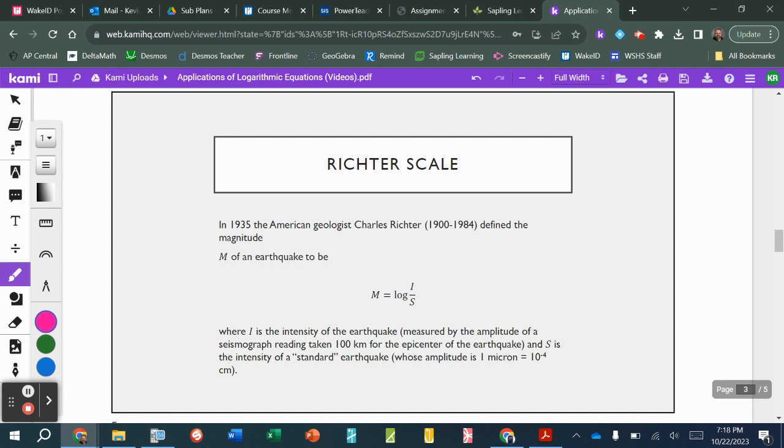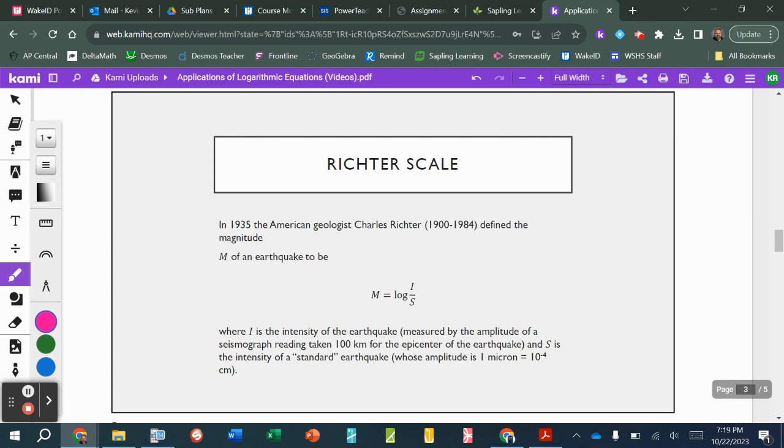And he defined it using a magnitude. And we're going to represent magnitude with a capital M. The way Richter decided to calculate magnitude was to take the common log of the intensity of the earthquake. And when we talk about intensity here, this is coming from the idea of a seismograph, which is just a needle that scrolls back and forth across paper as it moves, according to time.